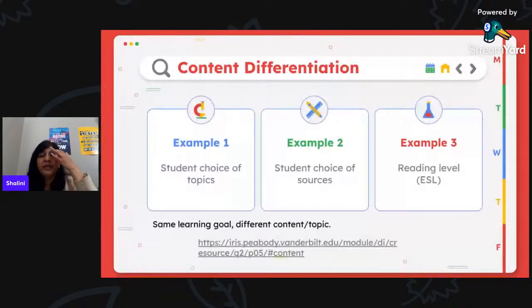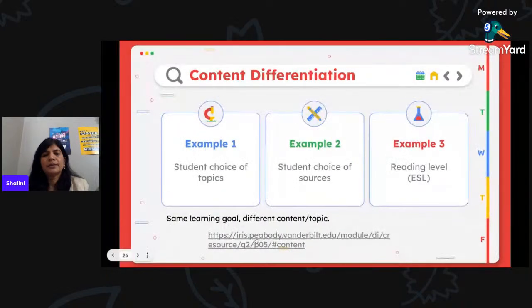So how do we differentiate the content? Here are some examples, like we can give the student choice of topics or choice of resources, or we can see their reading level. Can you open this resource, Anila? So this is from the course that I did from Iris Center. They have given a lot of strategies for differentiating content.